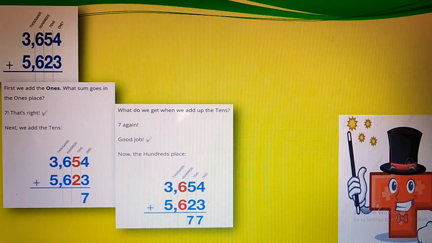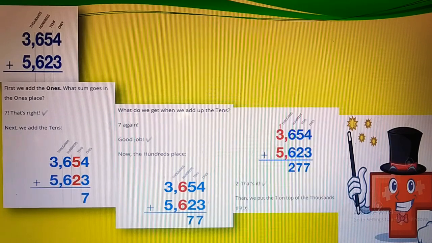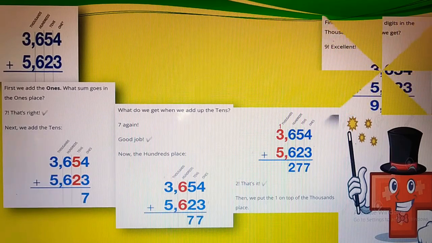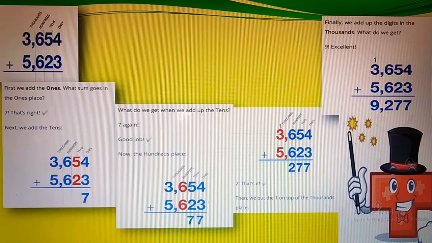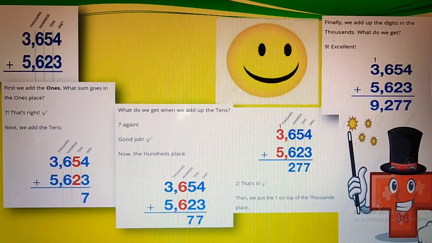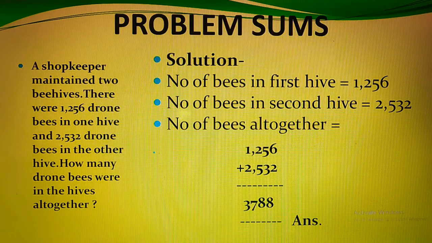Now we get 12. So here just remember, be careful while putting 12 below the hundreds place, and we put the 1 on the top of the thousands place. So on thousands place, now we have 3 numbers, 1, 3 and 5. So we are going to add all these 3 numbers together. So what sum we get? Finally we add up the digits in the thousands. What do we get? 9. So our answer is 9,277.